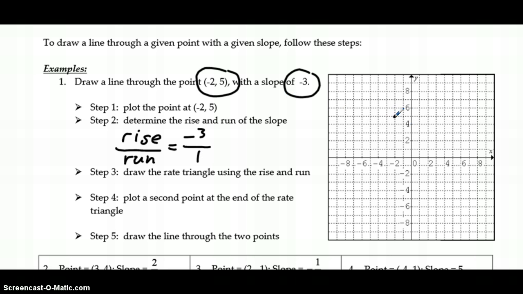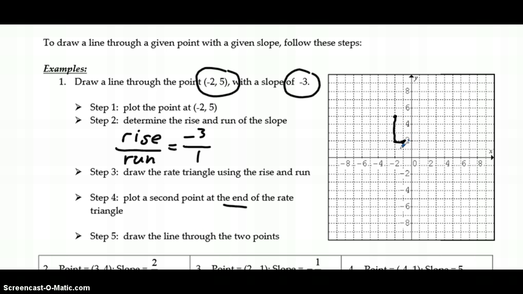From this point, we are going to rise -3, and because it's a negative, we are going to move downwards 1, 2, 3 places. And then we are going to run to the right. And once we get to that end point, we put a dot. That covers us for step 3. So what we've done is we've drawn the rate triangle, the rise over run, and plotted the next point at the end of the rate triangle. Then you need to draw a line through your 2 points connecting them and extend in both directions.